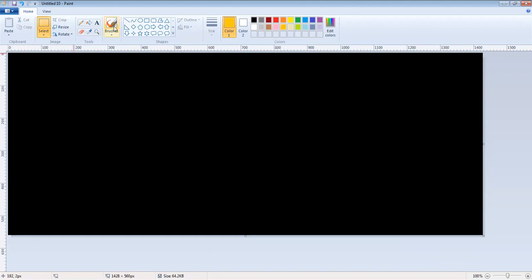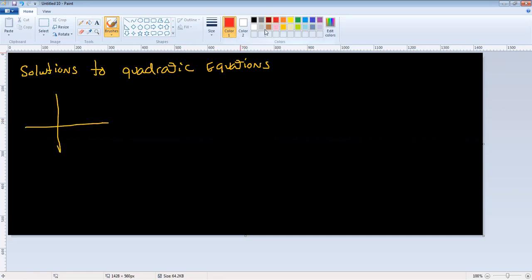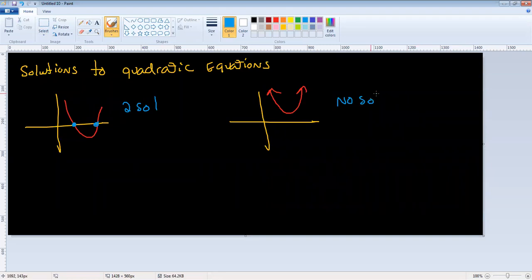Okay, solutions to quadratic equations. So let's look at this. What if I have this? How many solutions are there? 2 solutions. Okay, wonderful. All right, well, what if I had something like this? How many solutions are here? Guess what? There's no solutions.